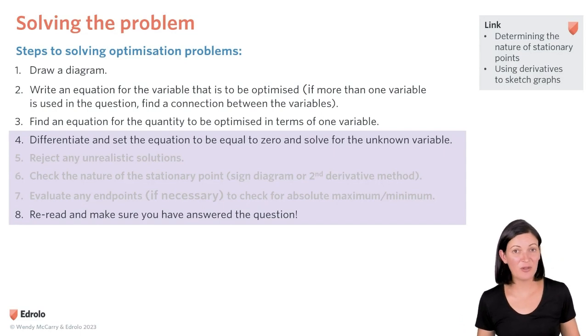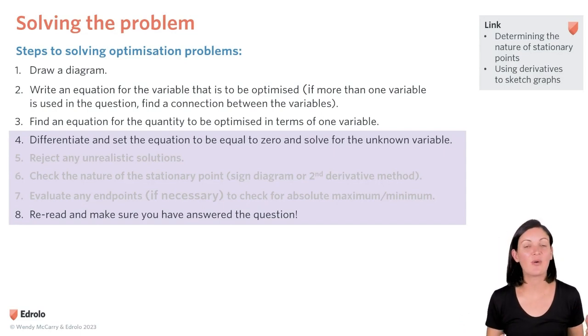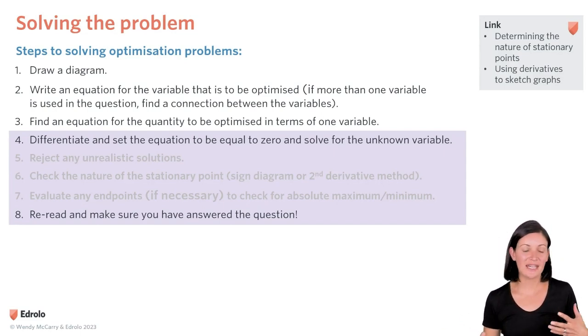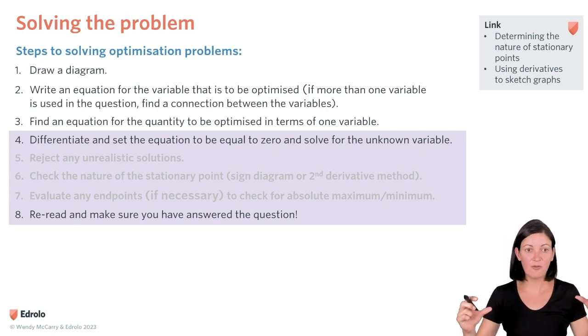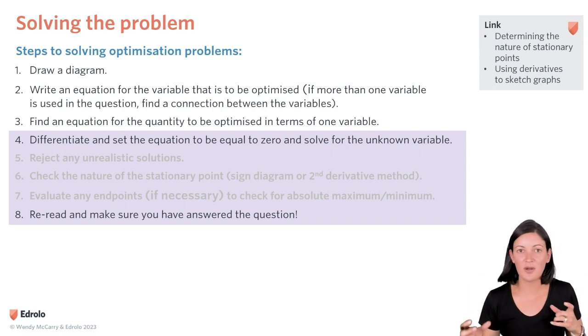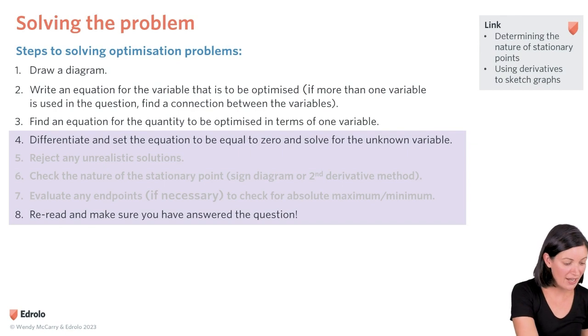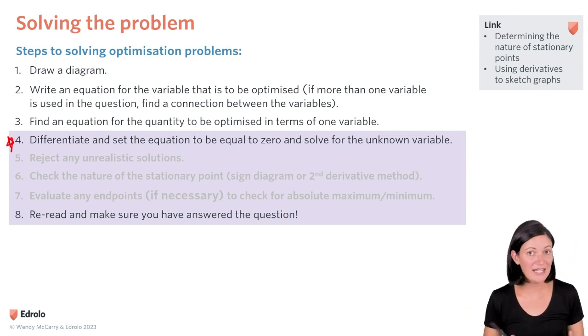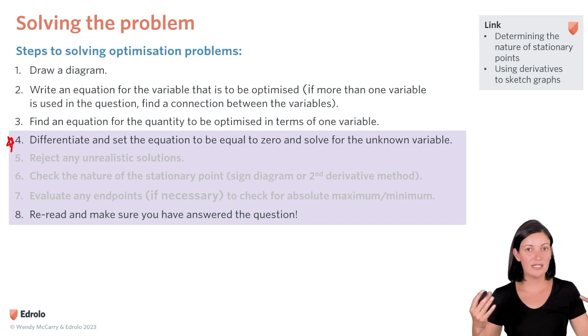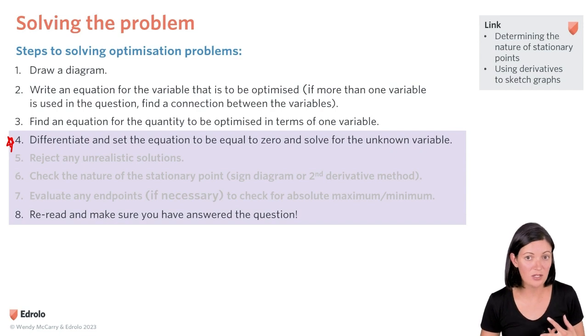Okay, so now that we've got through the hard part, which is setting up our equations, we're now going to use calculus to find the solution to our equation. So step 4 is key here. Whenever you see a question that's asking you to maximize or minimize something, you're going to have to use the derivative, exactly what we've been doing in our other lessons to find our stationary points. You need to differentiate your equation, set it equal to 0, and solve for the unknown variable.